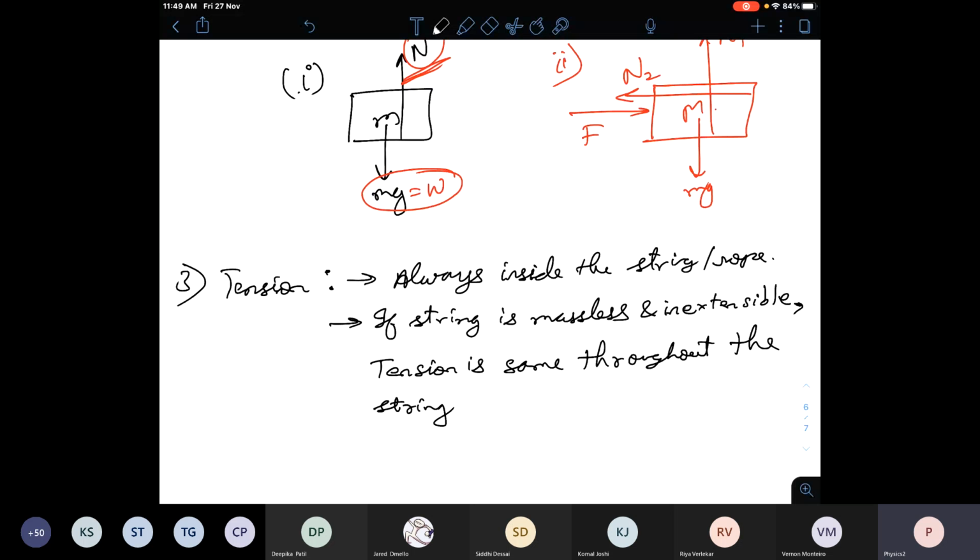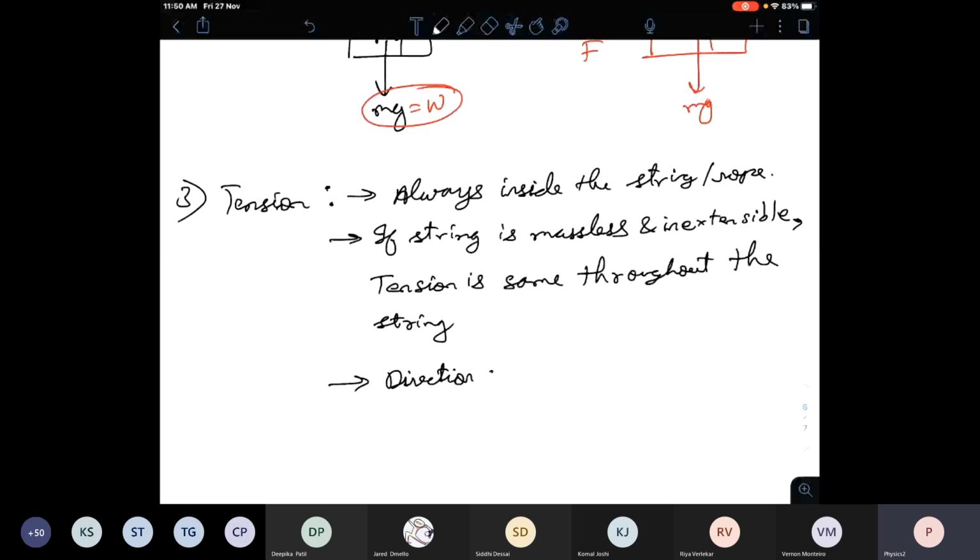And so if the string is massless, if the string is ideal, then the tension at all points on that string will be the same. If the tension is coming out to be 10 Newton in the string, then along its complete length the tension will be the same.